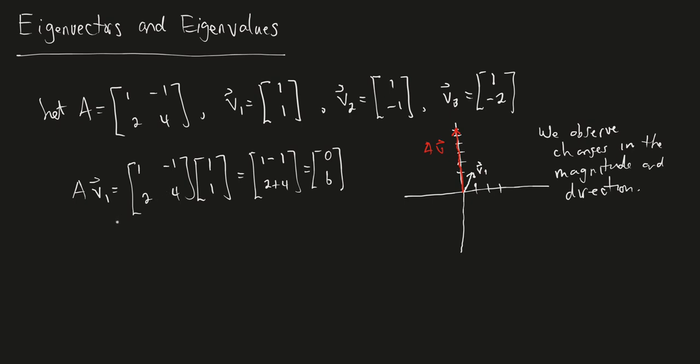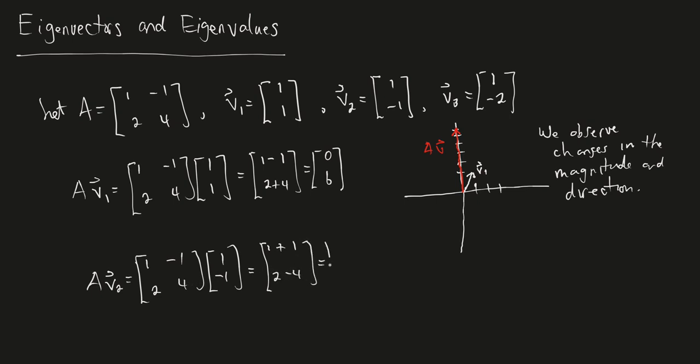Okay, so what if we start with this vector 1, negative 1? Let's repeat this process. Let's do A times V2. Same matrix, just a different vector. So now 1, negative 1. If we do our row times column, we have 1 plus 1, and then 2 minus 4. When we simplify, we get the vector 2, negative 2.